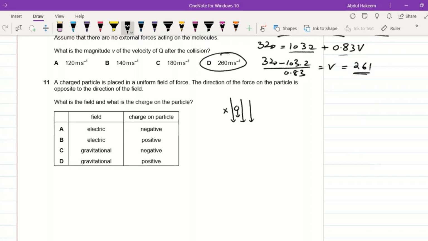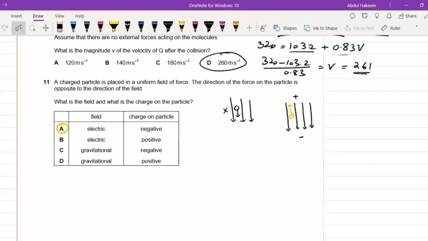Now the second option, electric. If the field is electric, then this side is positive, this side negative. When we place the negatively charged particle here, it is attracted up, yes. So the negative charge particle will experience force in the opposite direction to the direction of the field. So the answer is A.